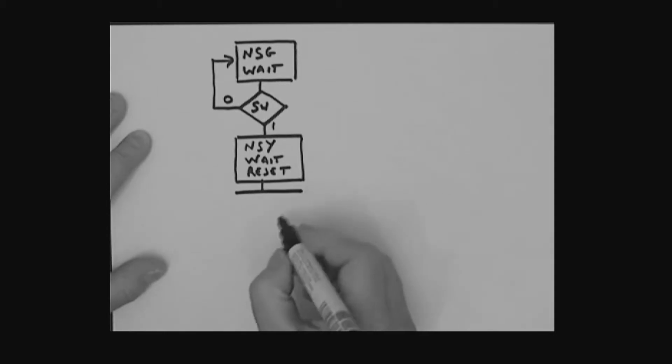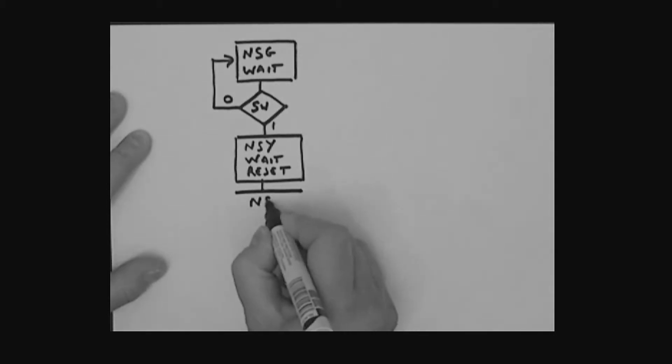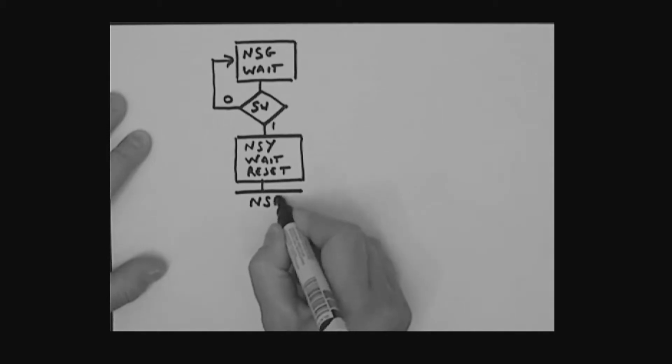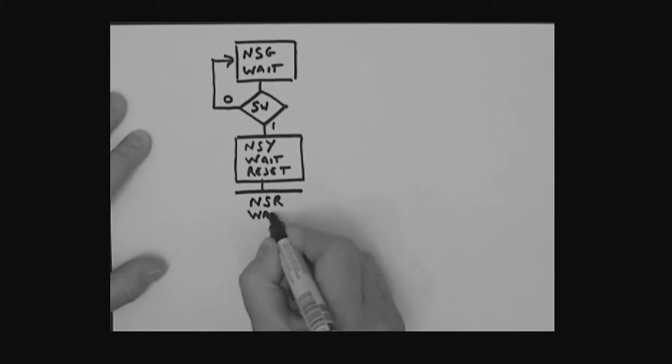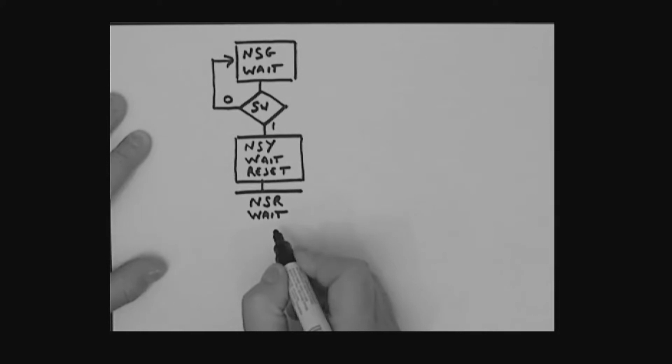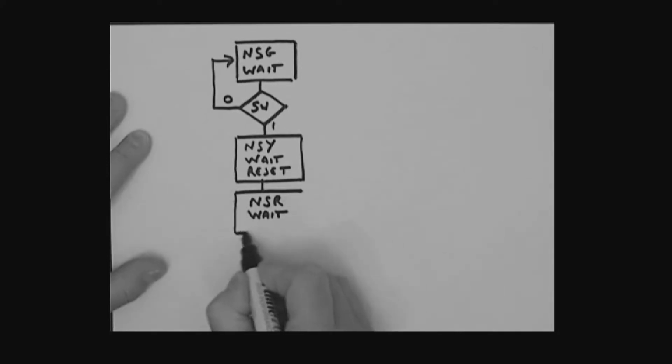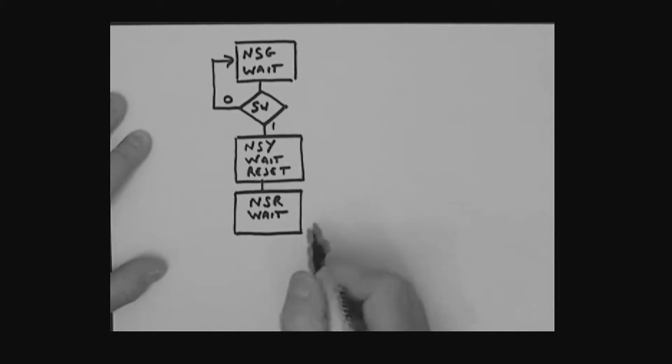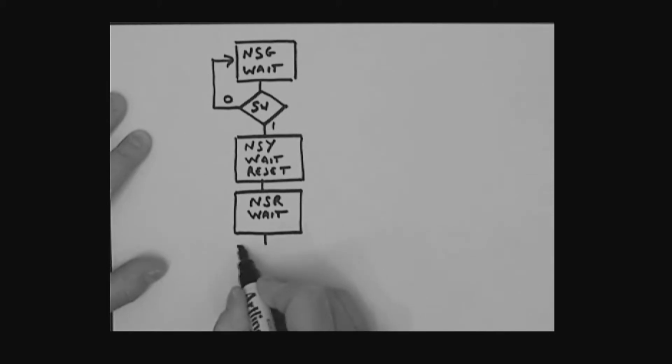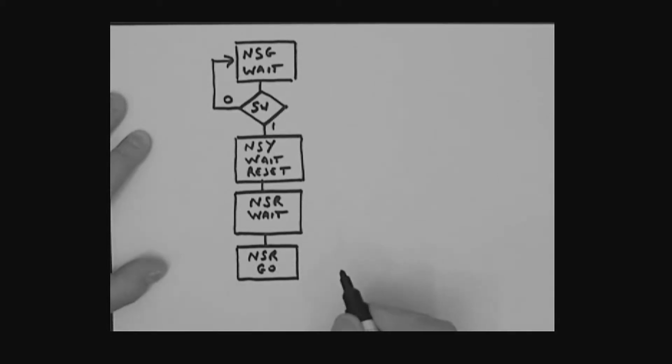Now, in this next state, what are we doing? We've got north, south, red. We're going to generate the wait signal for the wait light. So there we are in that particular state. Then we'll move to the next state. In this next state over here, what are we doing? We're letting the people cross the road, so that's north, south, red, and go. All right, so there we are, letting the people cross the road.